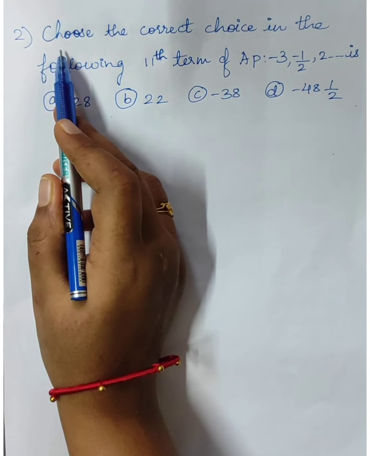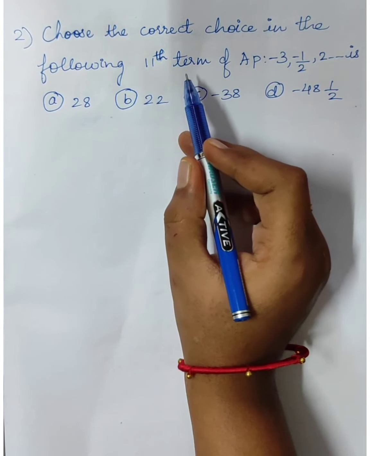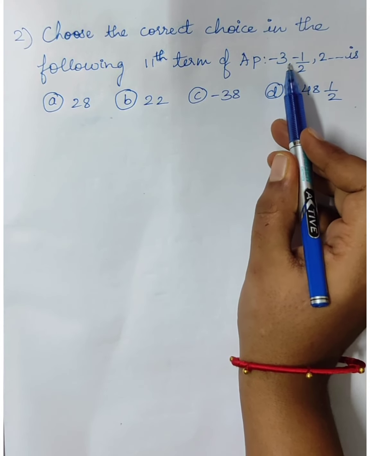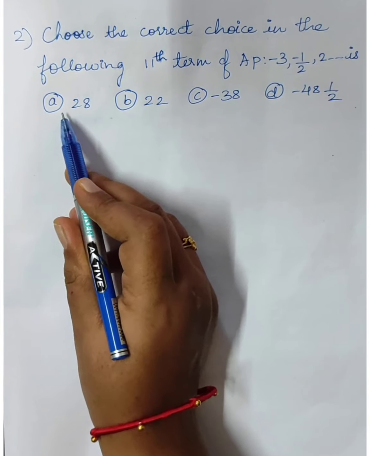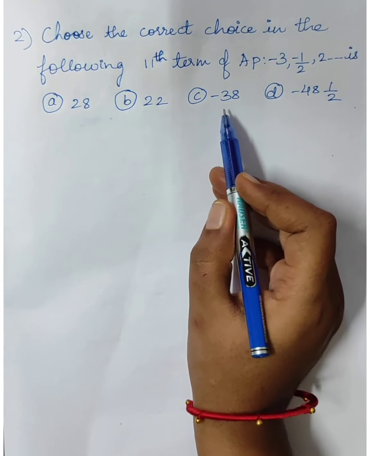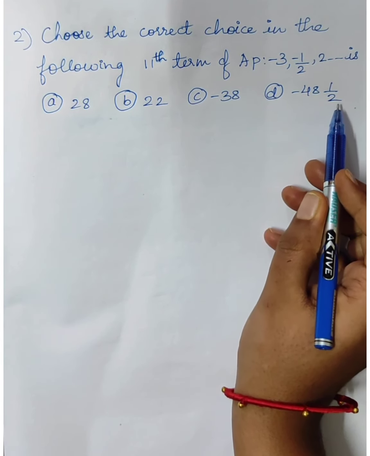Question number 2 is, choose the correct choice in the following. 11th term of AP minus 3, minus 1 by 2, and so on is: A is equal to 28, B is equal to 22, C is equal to minus 38 and D is equal to minus 48 into 1 by 2.